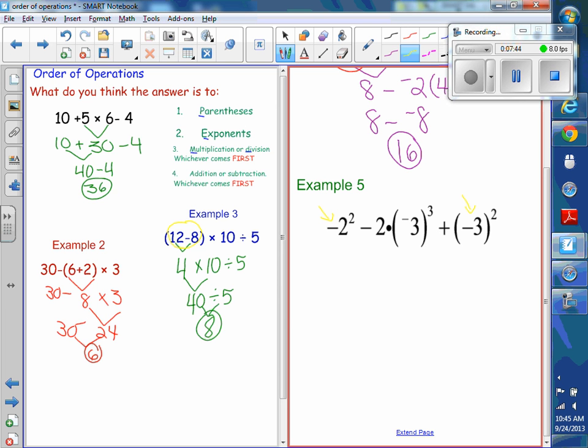So, I'm going to do this one. When there is a negative, like there is here, in front of a 2 raised to the exponent, it's really like negative 1 times 2 squared. That's how you have to think about that. So if you were going to do negative 1 times 2 squared, according to order of operations, Grace, what would you do first? You do the exponent first, right? So this becomes negative 4.